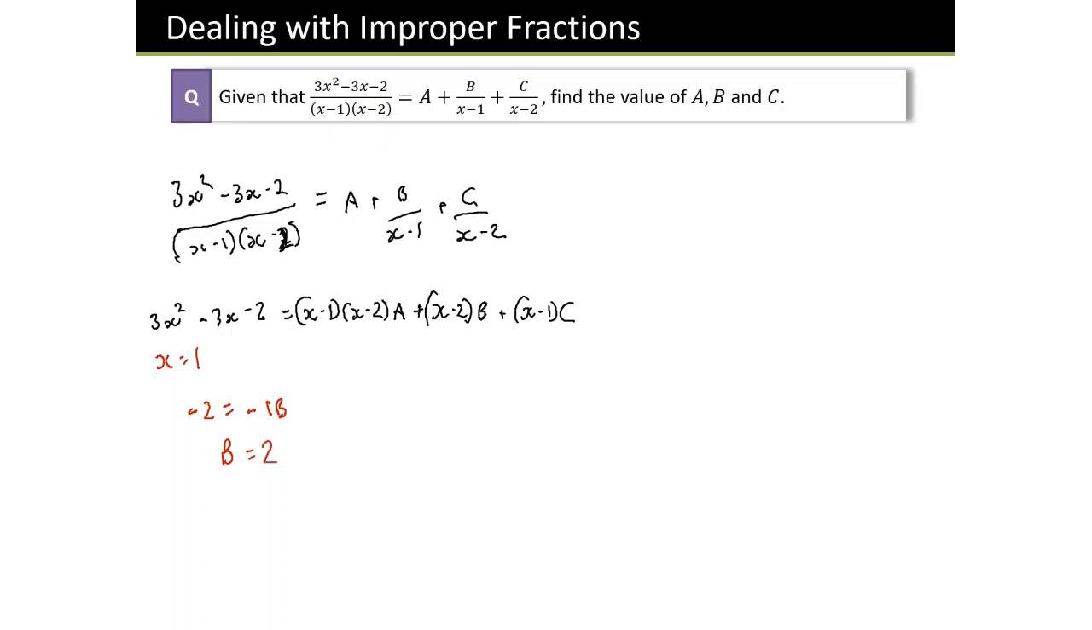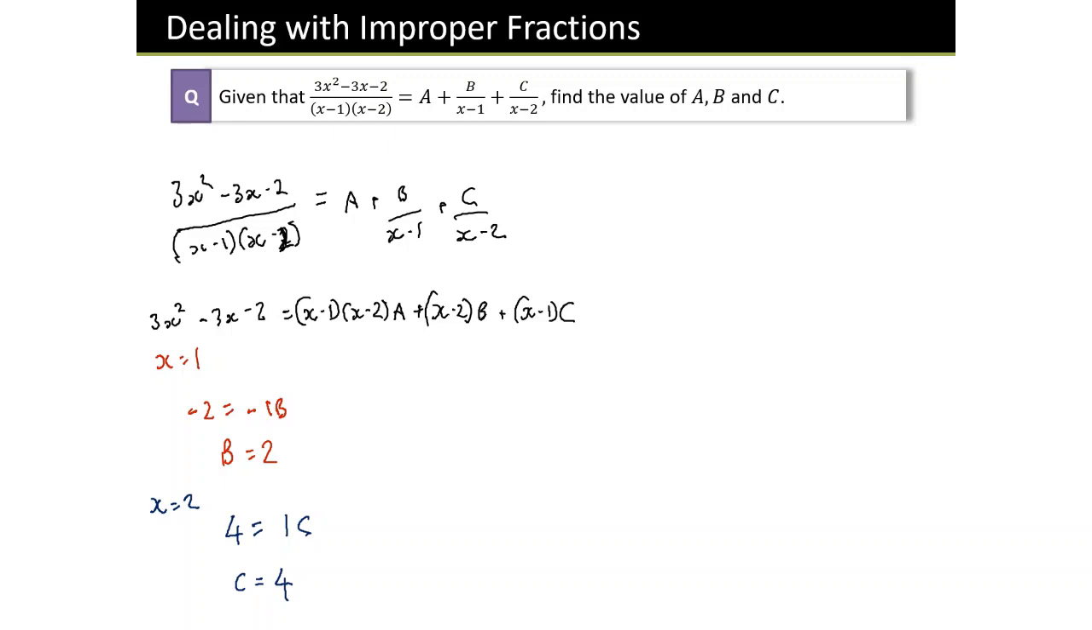And now we're going to make a second substitution. So let's try substituting in now x equals 2. So when x equals 2, on the left-hand side, I'm going to get 3 lots of 2 squared, which is 12. 12 take away 6 is 6, take away 2 is 4. So I get 4 equals, then here, when x equals 2, well, this is going to become equal to 0, so I get 0 lots of a. Then I'm going to get 0 lots of b, and then I am going to get 1c. And because of that, c is equal to 4.